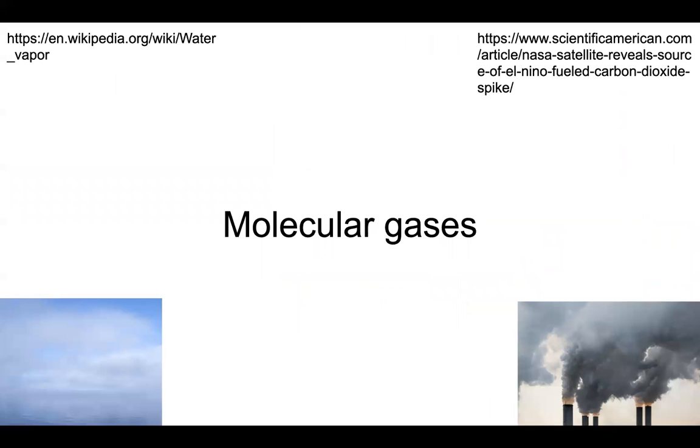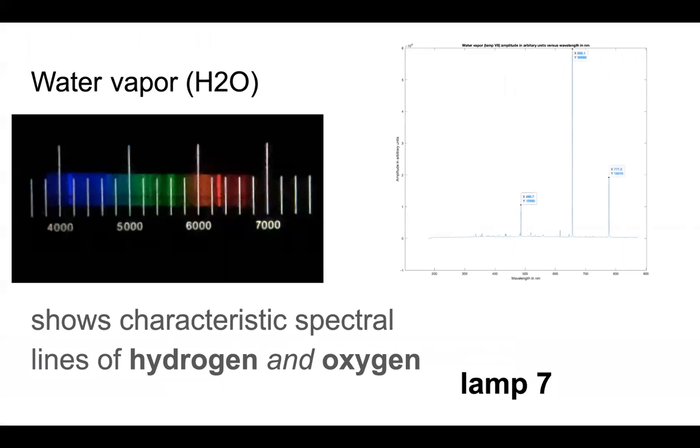So next, we looked at two molecular gases. Now, these are harder to predict. There is not good reference data available on the spectra of molecular gases. But with water vapor here, we determined it to be lamp 7. What's interesting here is you have the characteristic spectral lines of hydrogen, right? You see about 486, about 656. But as well, you see the strongest peak for oxygen, 777 nanometers. And so it stands to reason that this is water vapor.